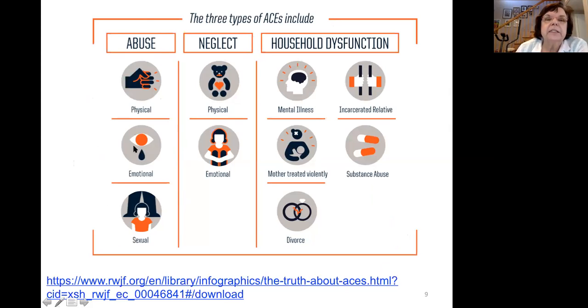And so there are lots of associations with different kinds of experiences. They look at physical, emotional, and sexual abuse. They look at neglect, physical and emotional. They look at household dysfunction: mental illness, having an incarcerated relative, substance abuse in the family, mother treated violently, and divorce.